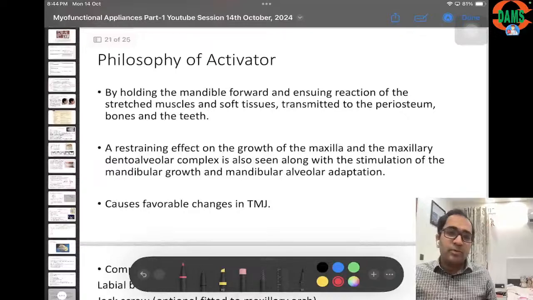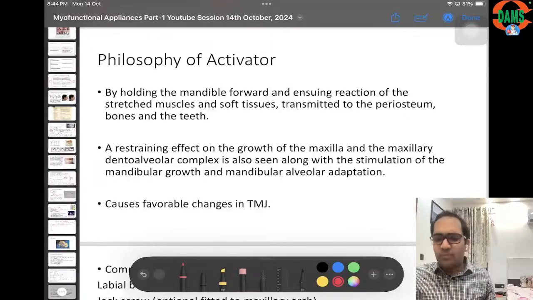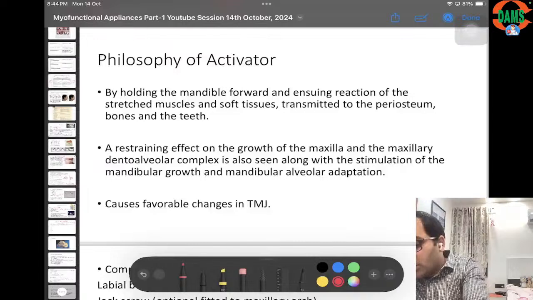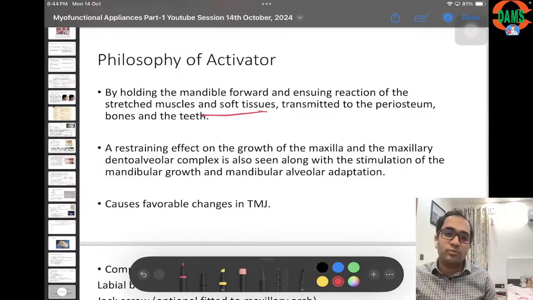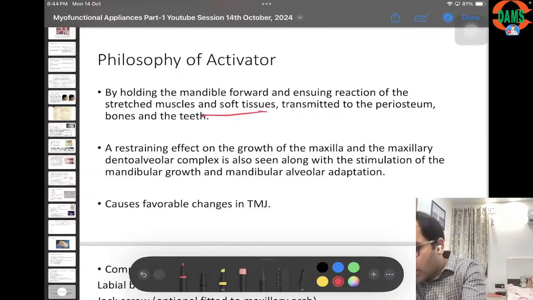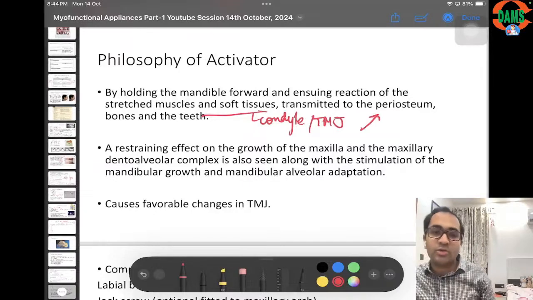So what is the philosophy or mechanism of action of activator? As I've already told you, by holding the mandible in the forward position, it leads to the stretch of the periosteum and the surrounding soft tissue. Force, viscoelastic stretch from the condyle or the TMJ is transmitted to the periosteum, bones and the teeth.